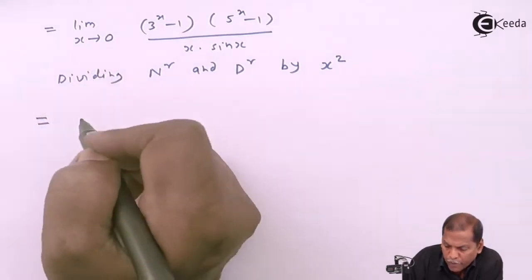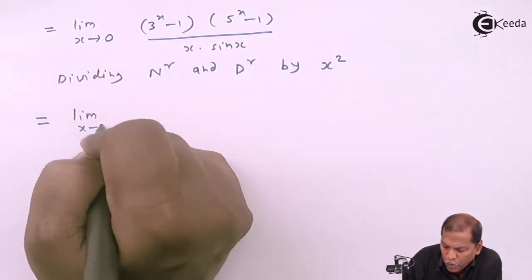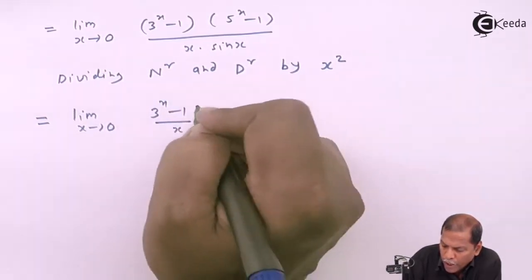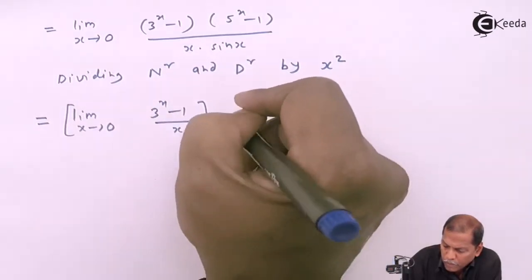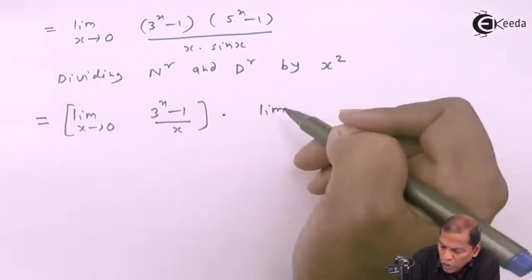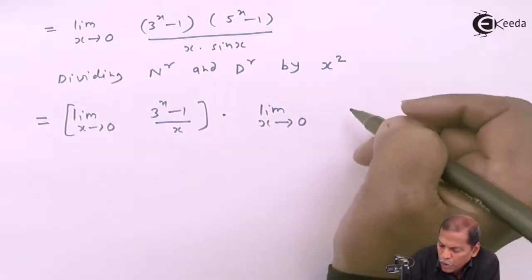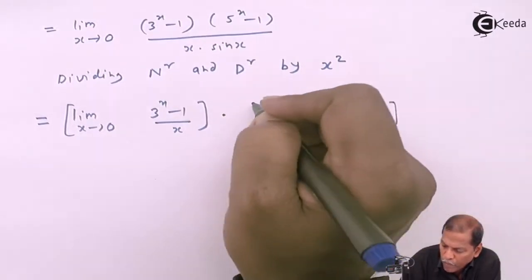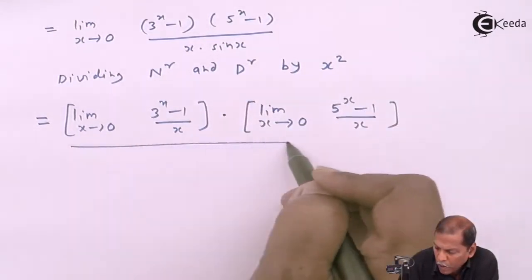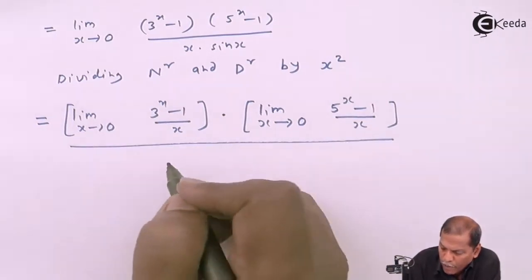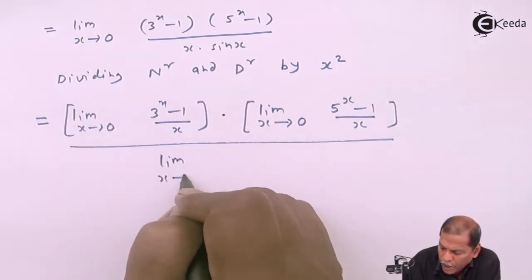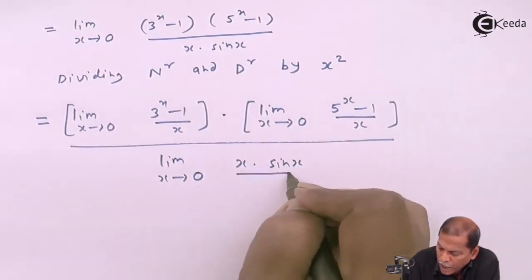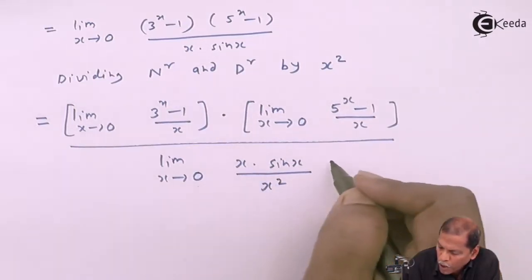So the next step will be limit x tends to 0, 3 raised x minus 1 upon x as the first limit, into limit x tends to 0, 5 raised x minus 1 upon x as the second limit, whole thing divided by limit x tends to 0, x into sin x upon x square.